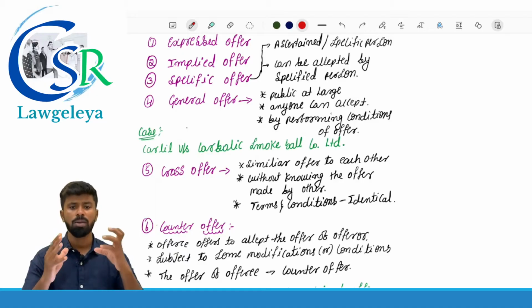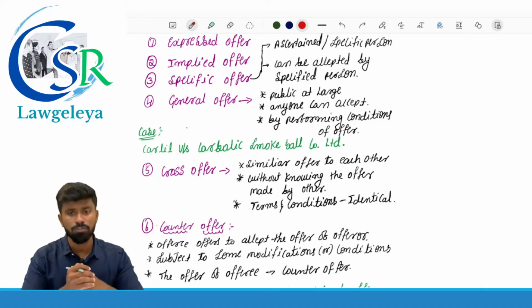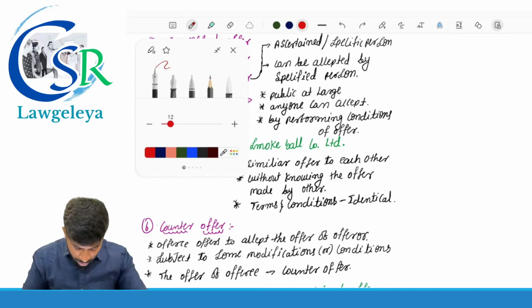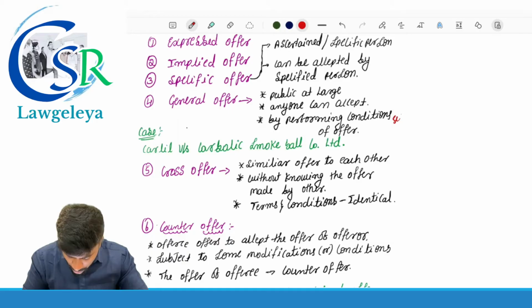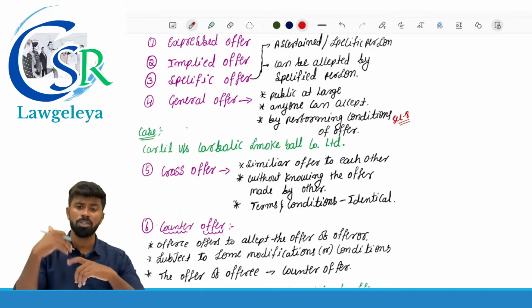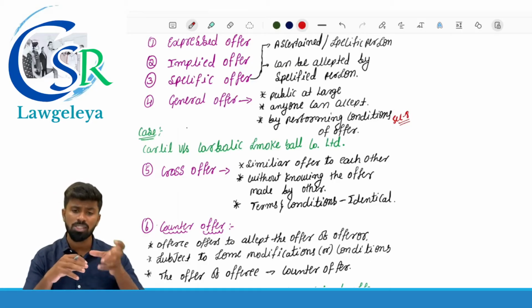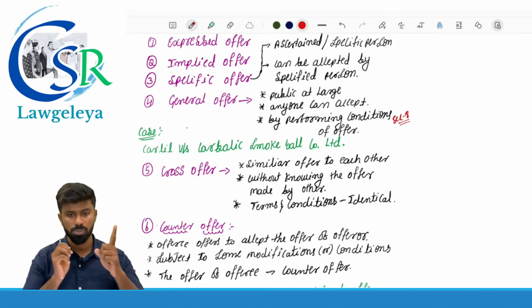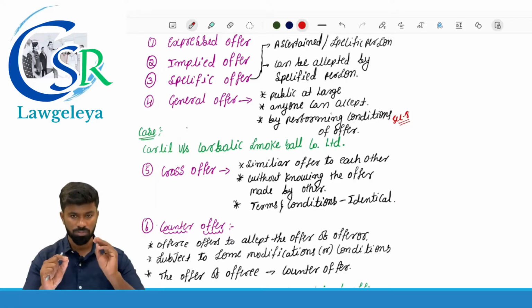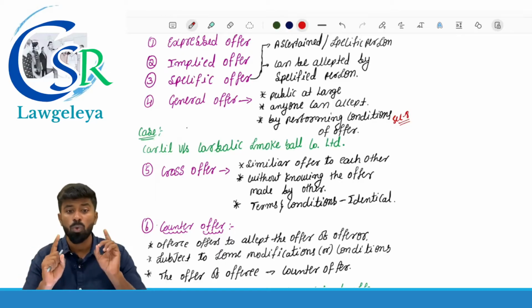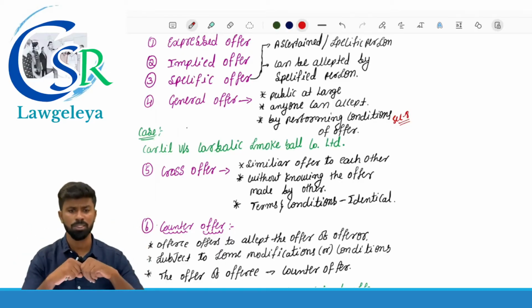A general offer can be accepted by performing the conditions of the offer, which is called as implied acceptance. Section number what? Section number 8. Accept it by performing it. So a general offer can be accepted by performing the conditions of the offer or by receiving the consideration offered in the reciprocal promises. So first one, expressed offer by words. Second one, implied offer other than words. Third one, specific offer made to an ascertained person or a specified person and which can be accepted only by that particular person to whom the offer is made.